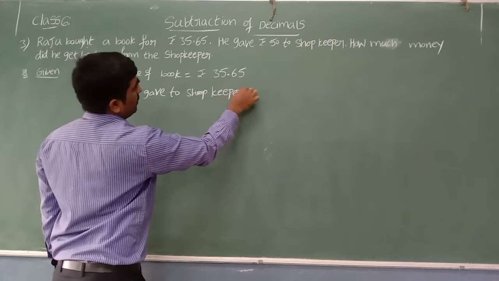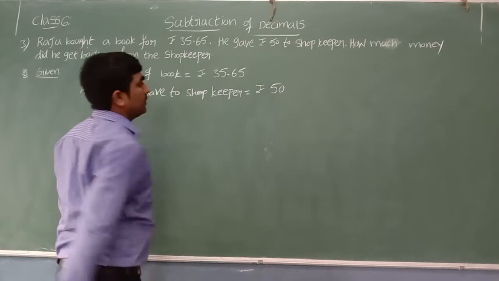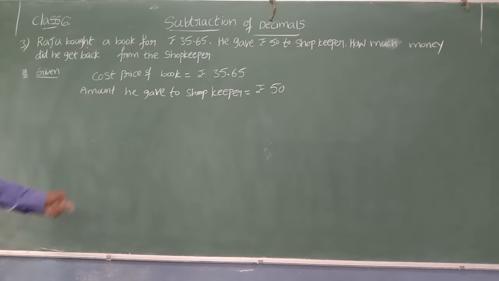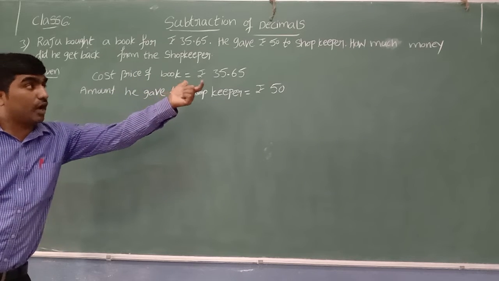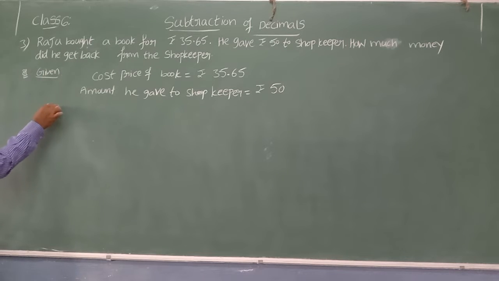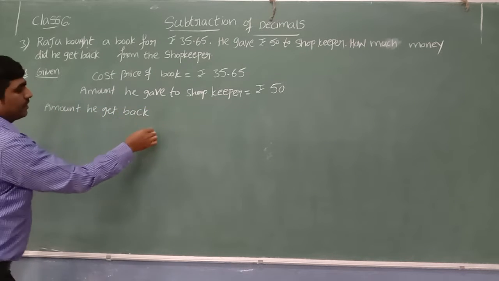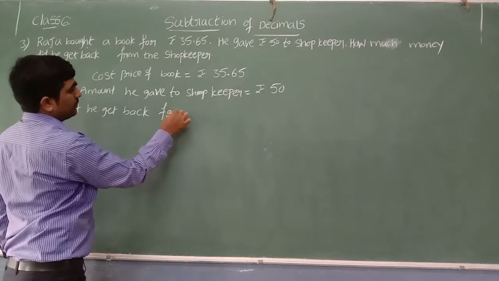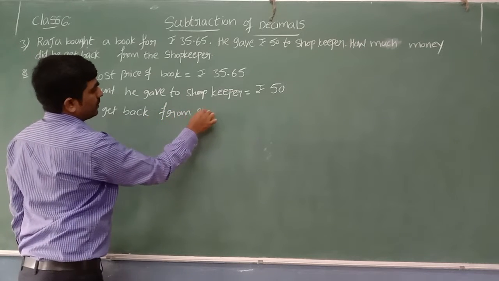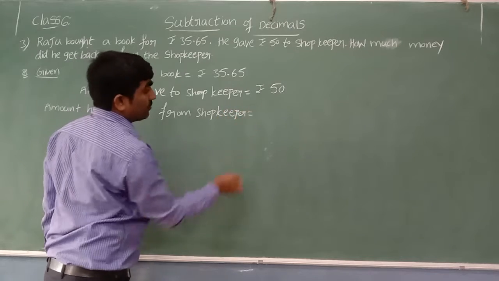How much amount did he give to the shopkeeper? Sir, he gave 50 rupees to the shopkeeper. With the help of this, we need to find how much money he got back from the shopkeeper. Yes. Now we need to find the amount he gets back from the shopkeeper.